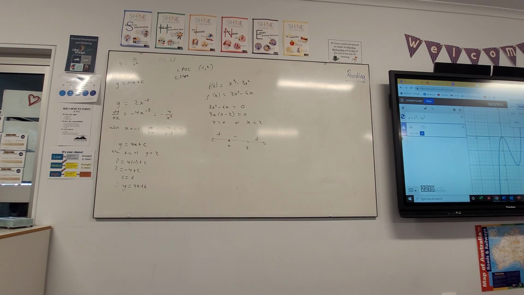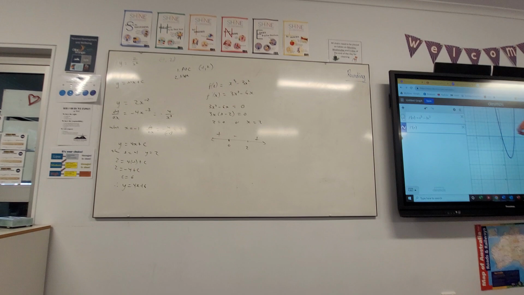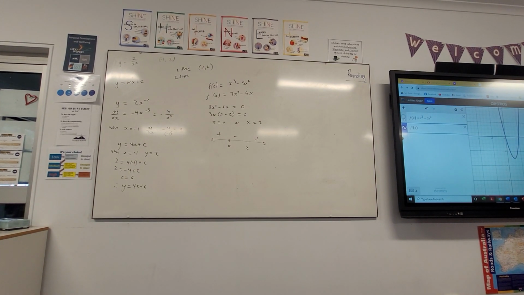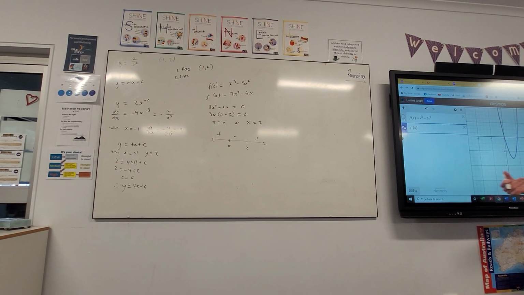You don't even have to type in the function. Let's change this to f(x). And let's sketch f'(x). Alright, you can do that in your calculator as well. You can press graph the derivative of the first function. And you can see from the sign diagram, right? Positive, negative, positive.